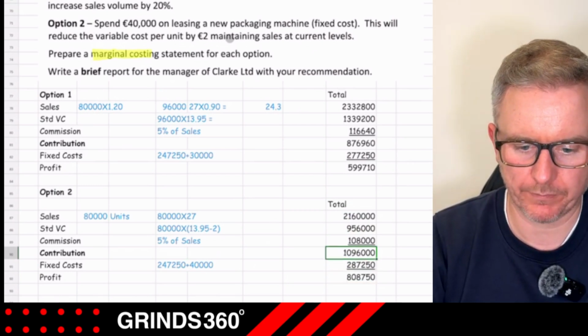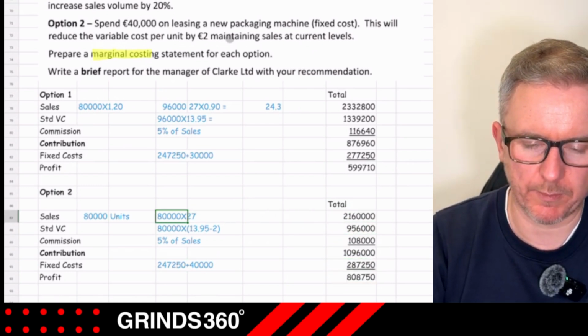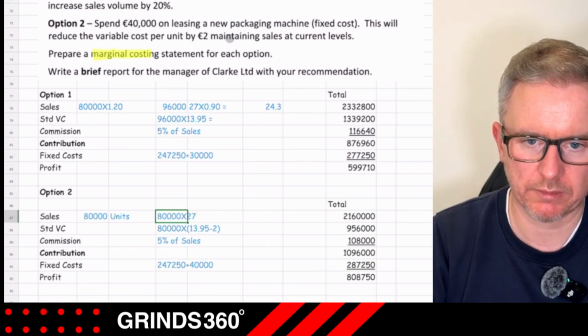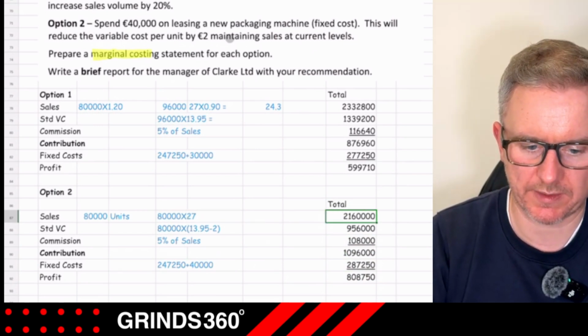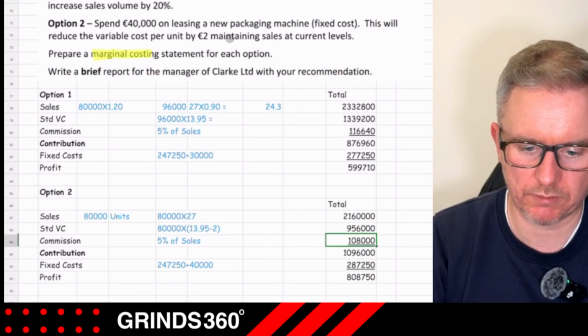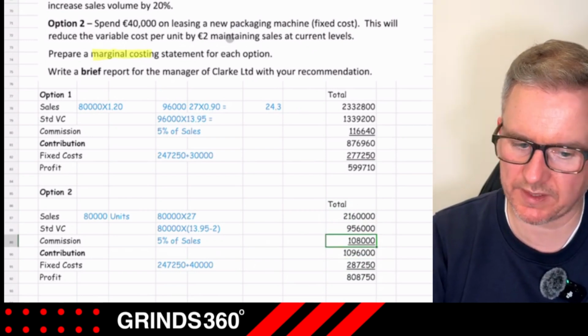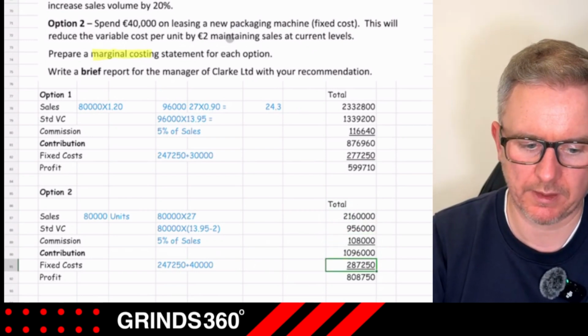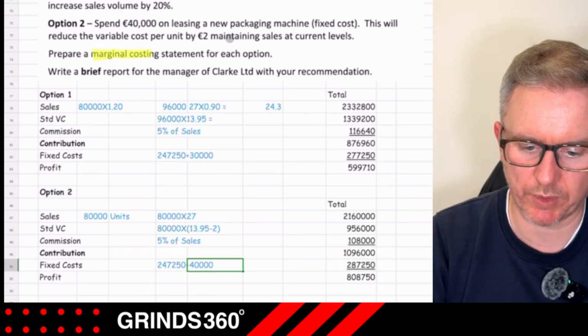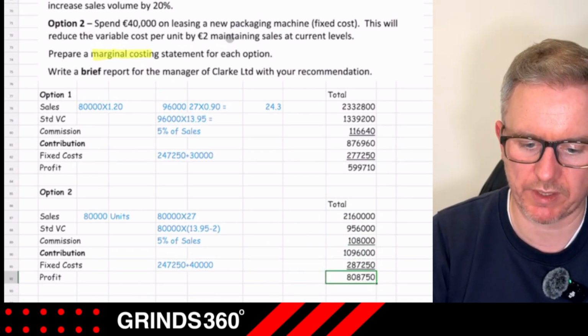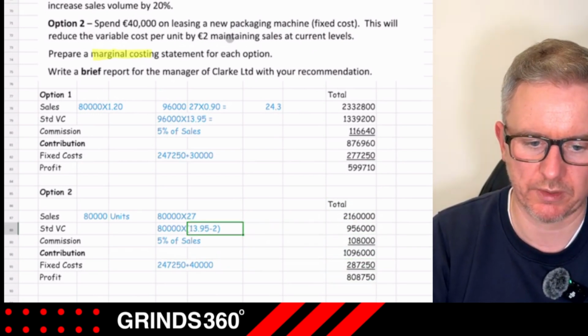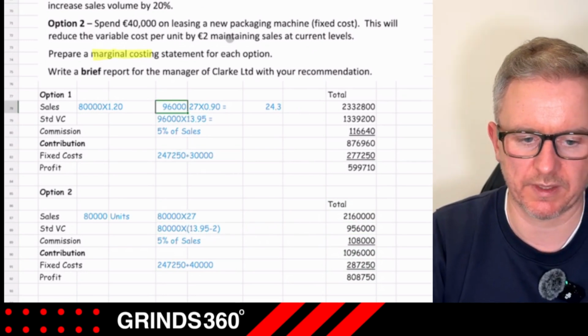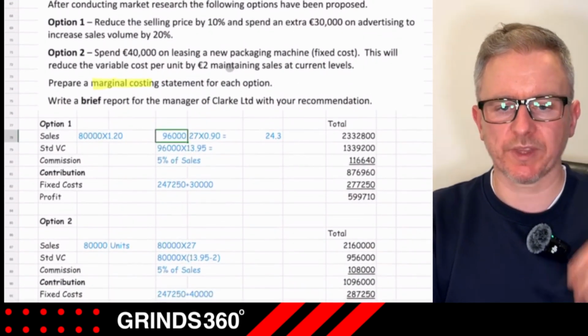Okay, so you maintained the revenue of 216. Your variable cost per unit went down. Your commission stayed at 5%. And your fixed costs, while they increased by more, you were still generating more with that reduction of 2, and you didn't have to go near the selling price at all. Okay, so that's the way they do it.